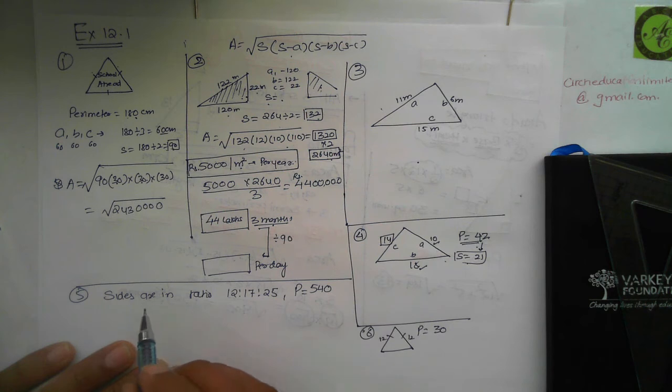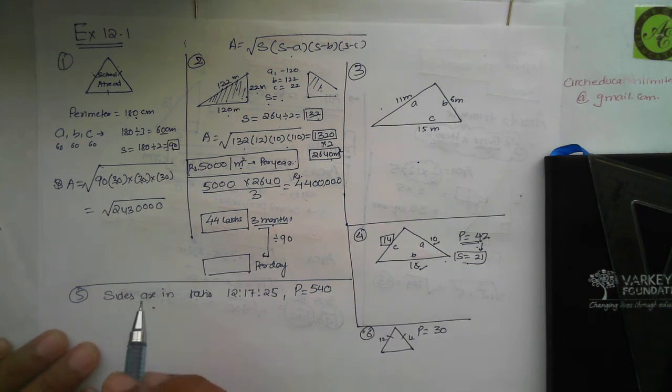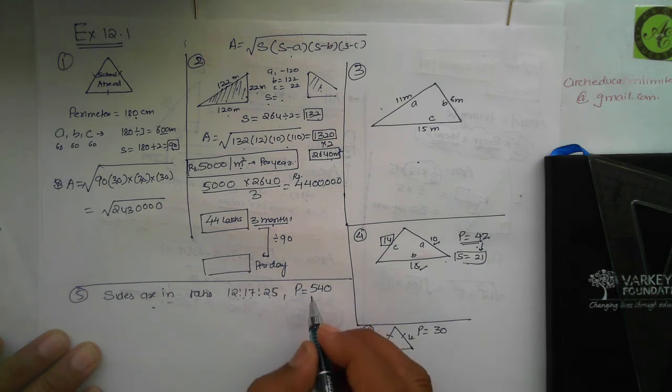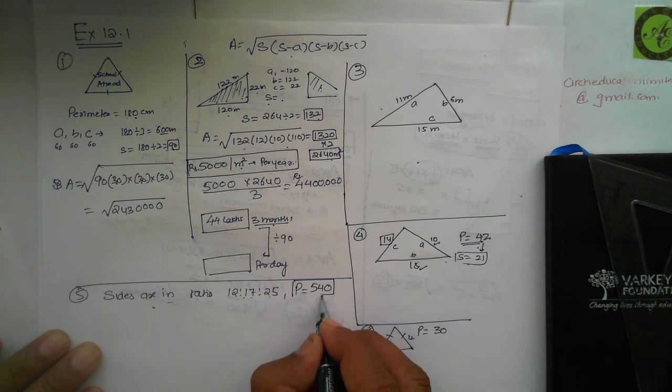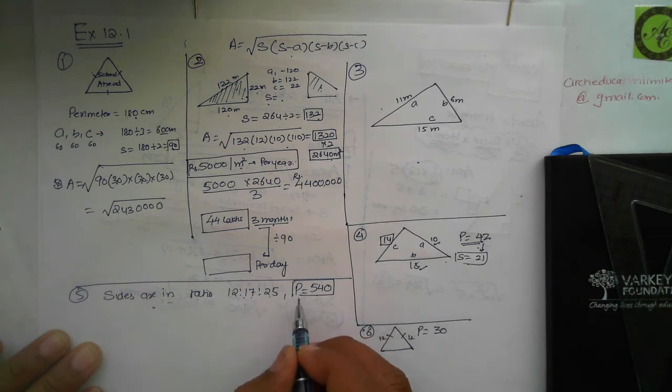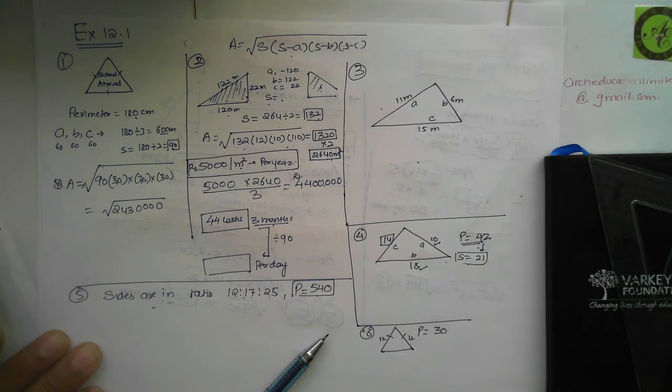Okay. Number 5. This is a good one. Sides and ratio 12, 17, 25. So ये A, B or C नहीं है. They could be something different. So what do we have to do? We have to divide the total of that things should be 540. So you have to find the sides first. Divide 540 in this ratio with whichever method, or I'm going to teach you a method now.